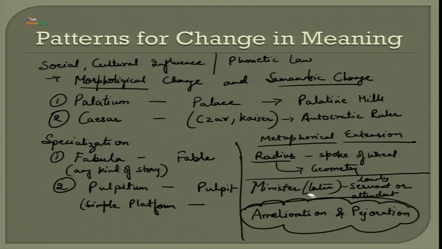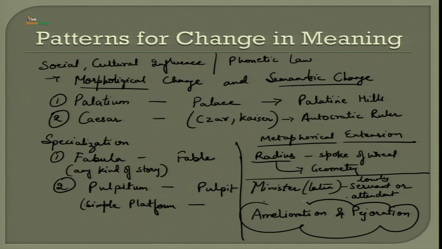Let me make a cloud for this so that you would be able to understand it in a proper manner. So this is amelioration and pejoration. In this condition, this is like raising the standard of it and decreasing the standard of it. Have you understood how the pattern changes bring about a change in the meaning, whether it be metaphorical extension, or any kind of morphological change, semantic change, sometimes specialization. I have given you so many examples in order to make it more clear to my dear learners.